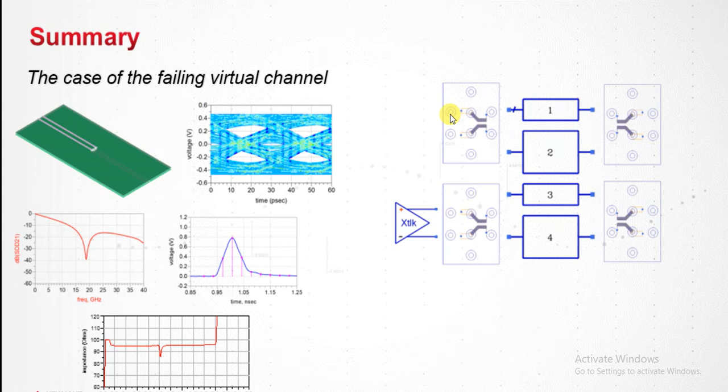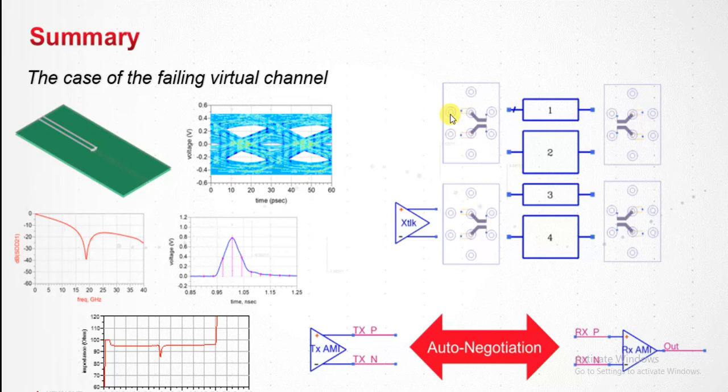Finally, I introduced auto negotiation, aka the back-channel interface, now available in ADS 2017 to optimize the TX equalization setup so that your eye is optimized.